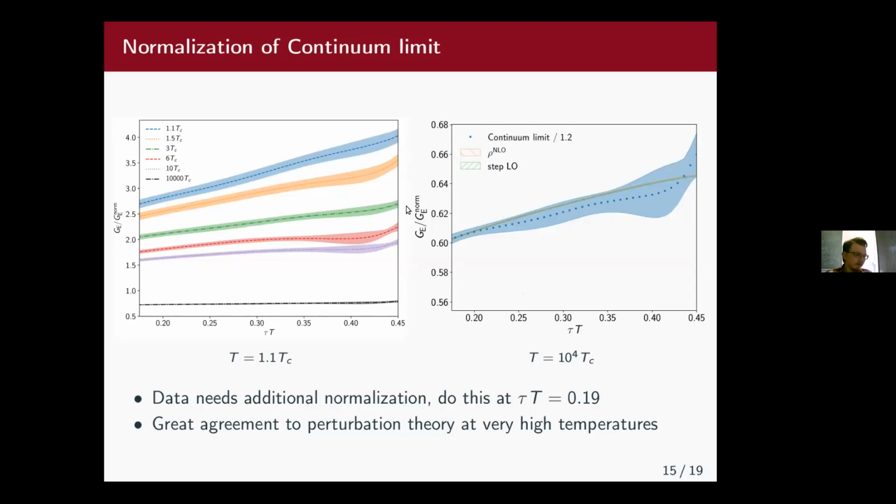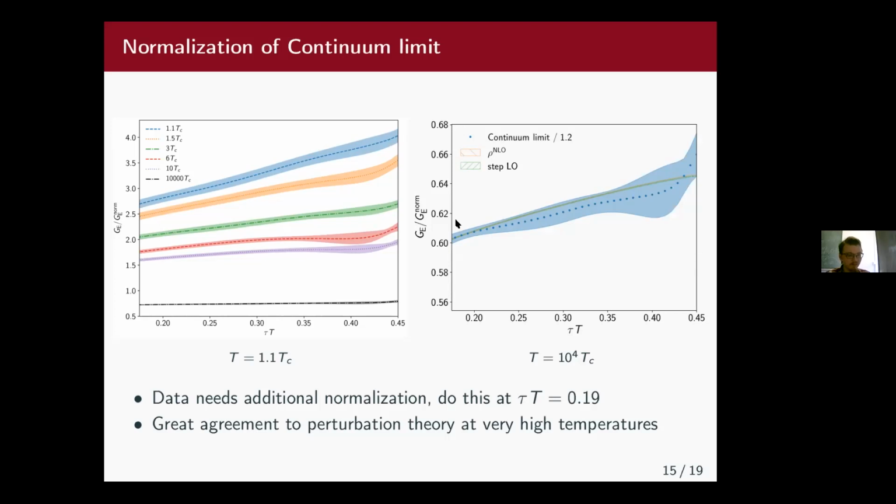And this is how the data looks if you plot it as a function of tau T in the continuum limit. One would assume it to be 1 at very small separations, and it clearly is not. This means that there is an extra normalization. Clearly, the one-loop renormalization coefficient ZE is not enough. And that's why we are going to just normalize everything to 1 at 0.19, as it must be 1 there.